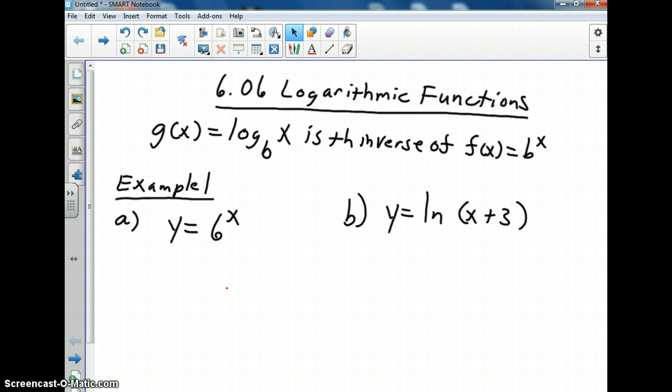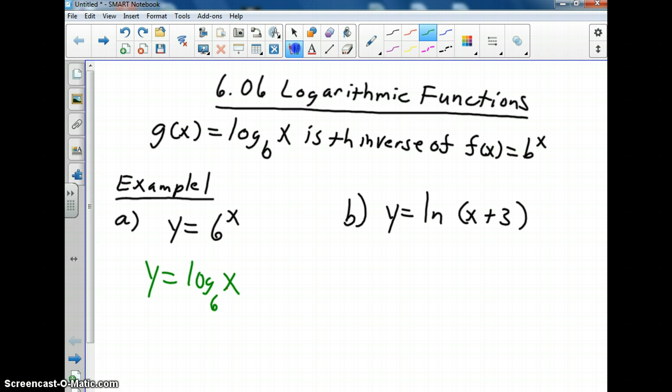Look at example number 1. Y equals 6 to the x power. Okay. So here we go. Just look at the guide up here on the board and tell me what its inverse is going to be. Y equals what? It's not going to be ln. It's going to be log. Log of what now? Log base 6 of x. There you go. You got it. Y equals log base 6 of x is exactly right. That's the answer.